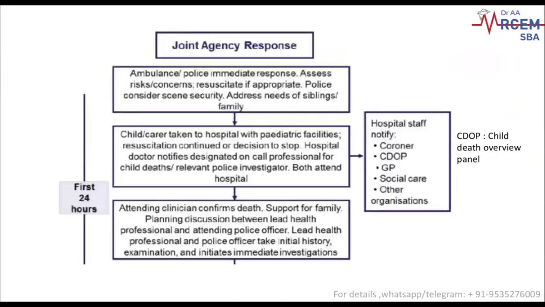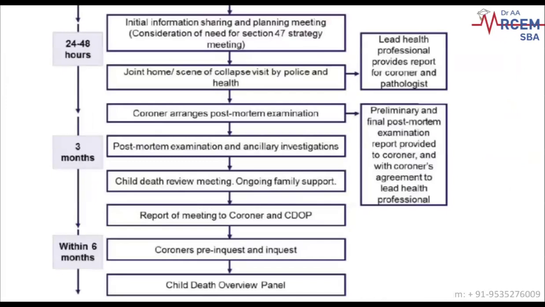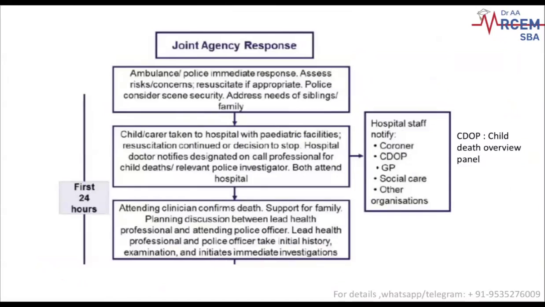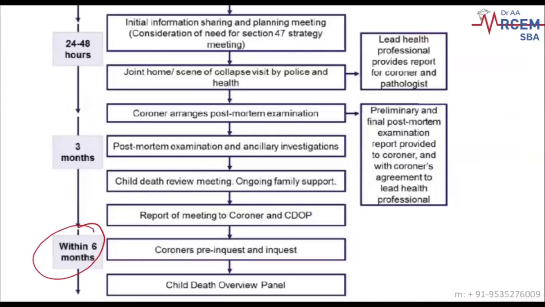Once you have this, it takes months to come to a conclusion. After you involve the coroner, I have put up this algorithm just for your reference. You do not need to remember any of this part. I have just put it up to stress the point that it takes around 6 months to come to a conclusion. The child death overview panel will sit together and come to a conclusion: what is the cause for it, and what actions need to be taken to prevent this from happening in the future. So it takes months.